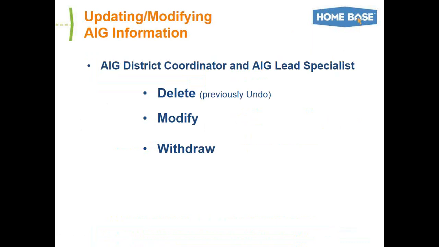We're going to move on to updating and modifying AIG information. This again only applies to the roles AIG District Coordinator and AIG Lead Specialist. They can delete, which used to be called undo. They can modify records, and they can withdraw a student from AIG.